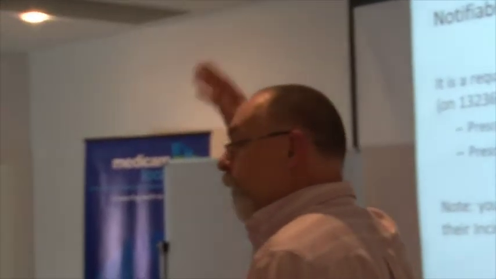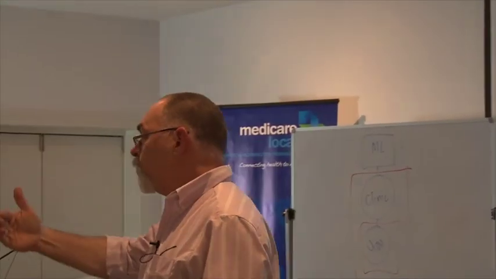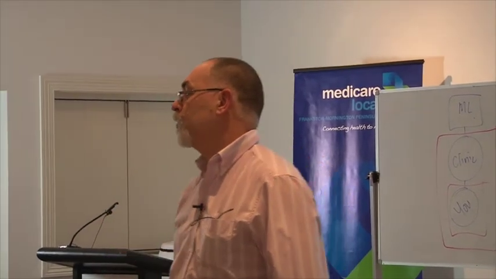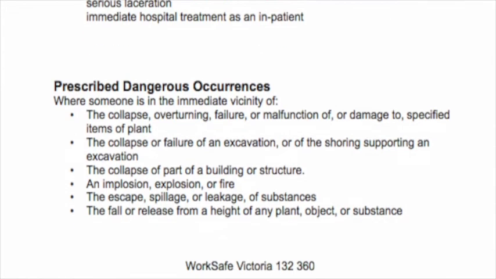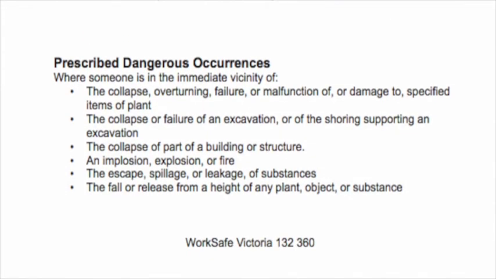So let's finish off. So we got that, the hospitalisation. Emergency is not hospitalisation. They've actually got to get past the emergency to be admitted to hospital. The next ones are dangerous occurrences. Can I borrow yours? Okay, the dangerous occurrence ones. Collapse, overturning and failure or malfunction or damage to a specified item of plant.